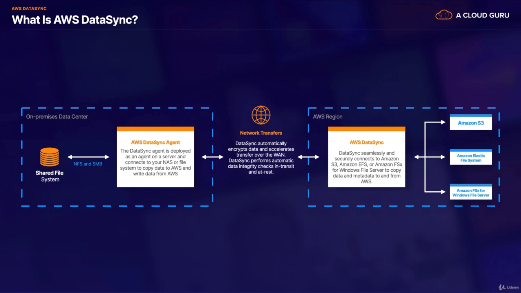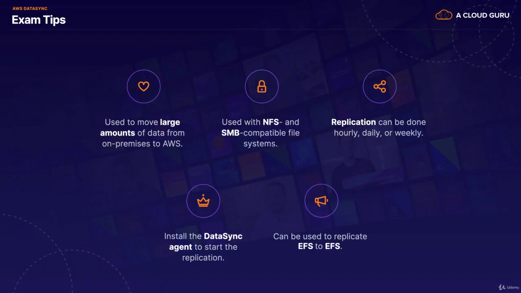And it automatically encrypts your data and accelerates transfer over the wide area network. It performs automatic data integrity checks in transit and at rest as well. And essentially what it does is it seamlessly connects to Amazon S3, EFS, or Amazon FSx for Windows file server to copy data and metadata to and from AWS. So basically it's exactly what it sounds like on the tin. It's a way of syncing your data to AWS. So going into the exam, that's really all you need to know.